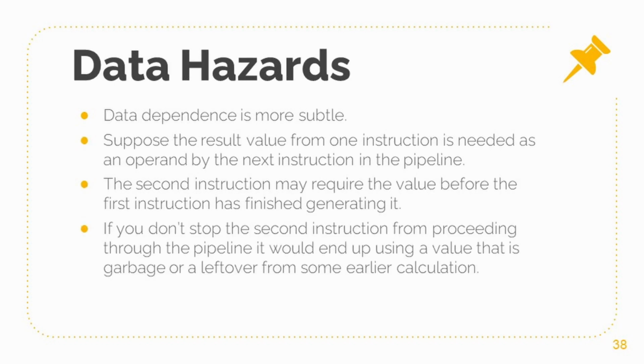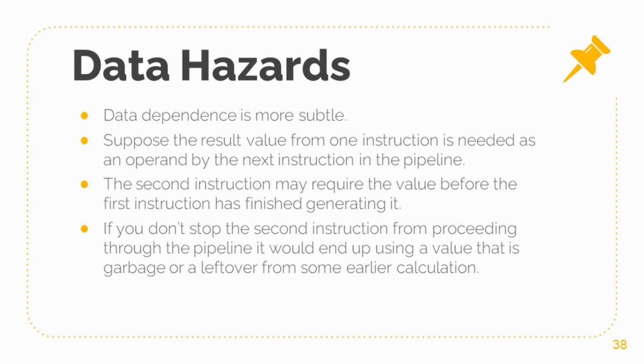Data hazards, also known as data dependencies, occur when instructions in a CPU pipeline require data that is not yet available because it is produced by a previous instruction that has not yet completed its execution. This situation can lead to incorrect results if not properly handled. There are three main types of data hazards.